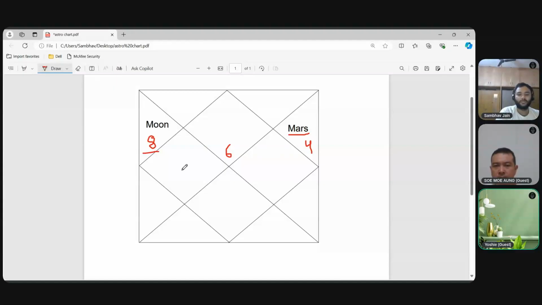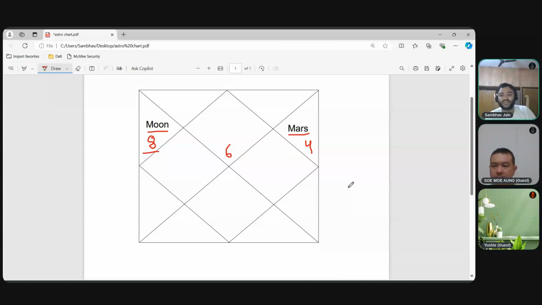Now listen to me. Moon is heading towards Mars degree-wise. Now Moon is debilitated. Moon is weak. All the significations of Moon in the life of this native are weak. And Moon is going towards weak Mars. Weak Moon is going towards weak Mars. So things will change. Weak Moon means a mentally, emotionally, psychologically weak person, going towards weak Mars.